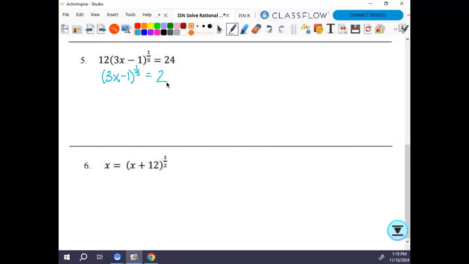Remember, you got to isolate those parentheses first. That's step 1. Make it. Good. Don't forget to check it once you think you have an answer.